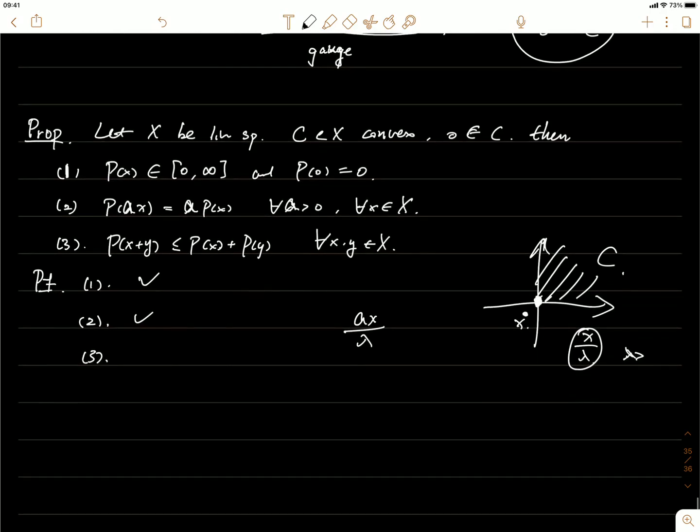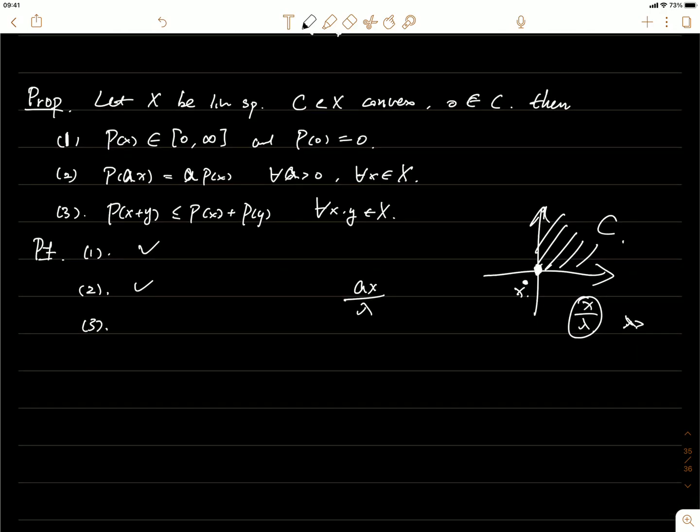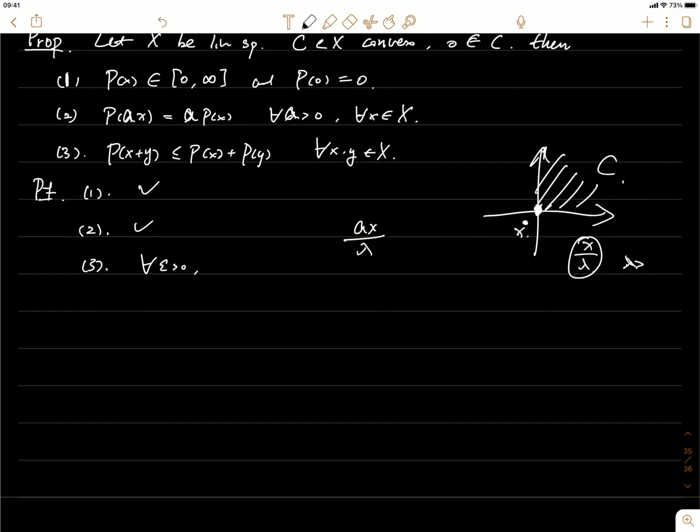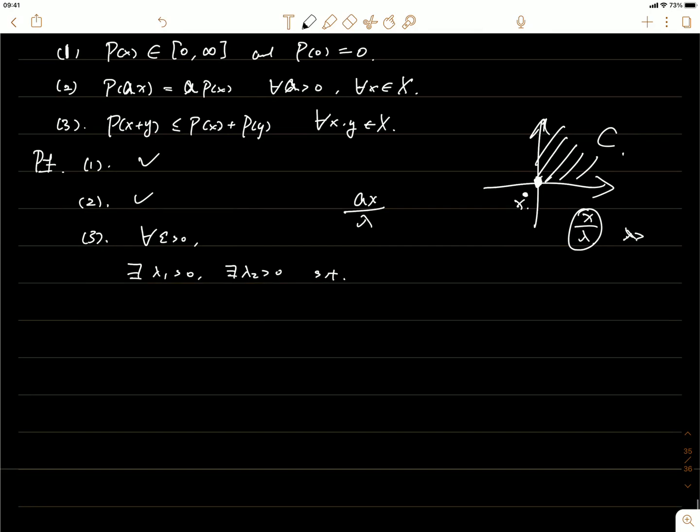Third one is a little bit tricky, so let's see how to do that. I'm going to show that for any epsilon greater than 0. I know that due to the definition of the Minkowski functional, there exists lambda 1 greater than 0, and also there exists lambda 2 greater than 0, such that px is less than or equal to lambda 1 less than px plus half epsilon.